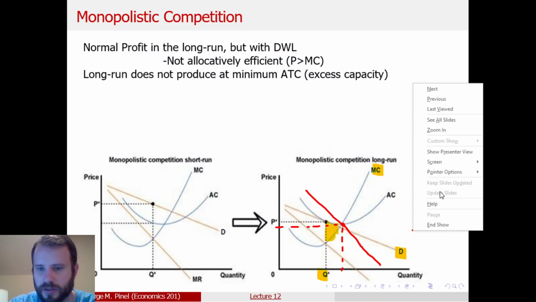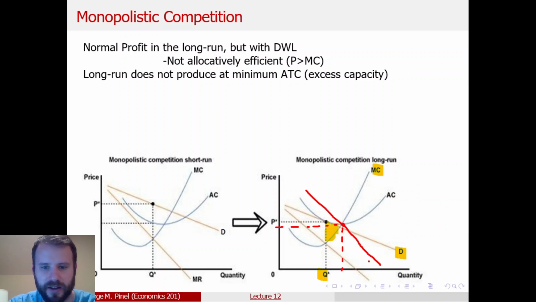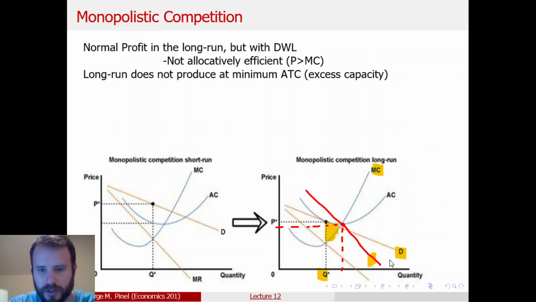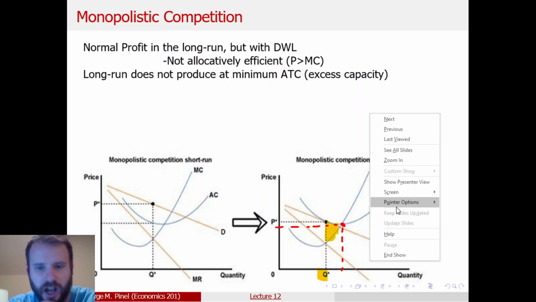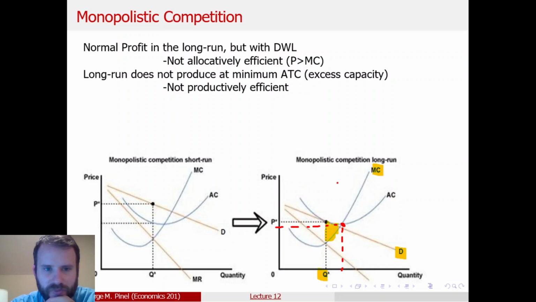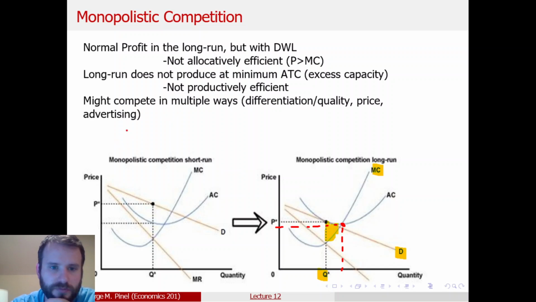Okay. That is productively inefficient in that the lowest cost producer is not making the good. Okay, there's still ways to produce at a lower cost.